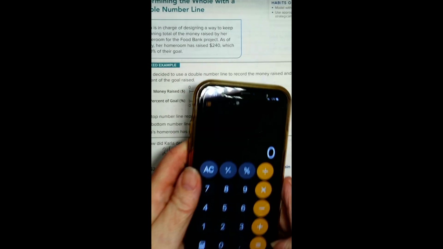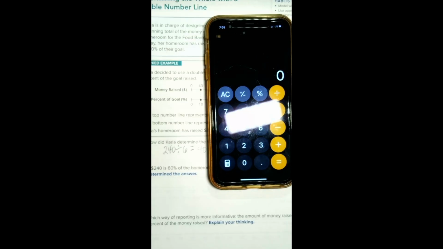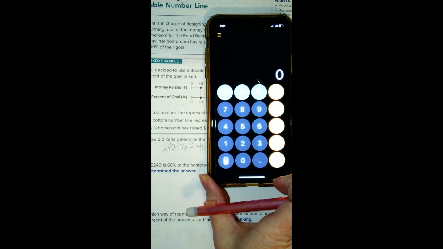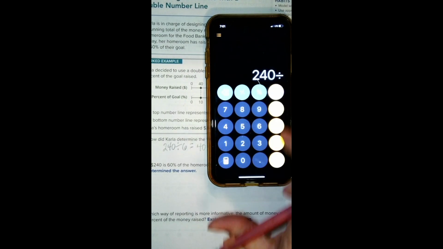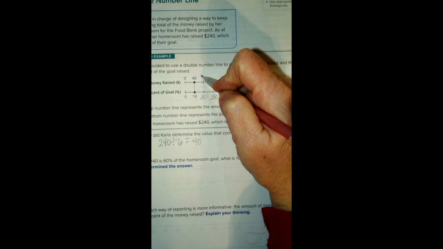If that's not something you quite remember how to get, I can show you here. Let's turn this off, I guess. And focus. 240 divided by 6 is 40. Okay, if $240 is 60% of the homeroom goal, what is 100%? So we're just going to count up by 40s then.